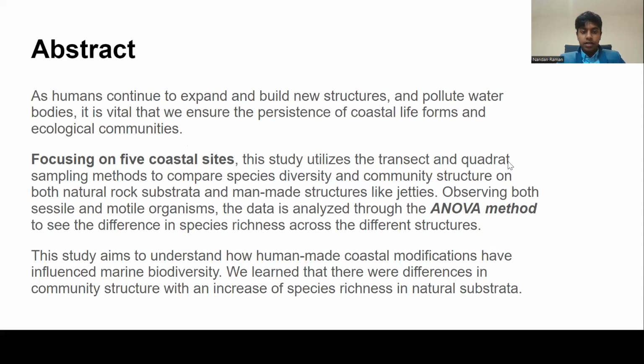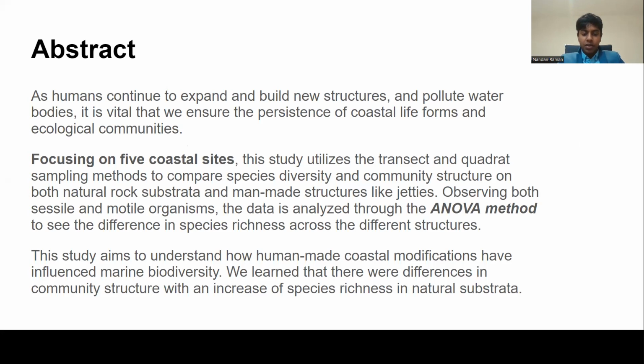Abstract. As humans continue to expand and build new structures and pollute water bodies, it is vital that we ensure the persistence of coastal life forms and ecological communities. Focusing on 5 coastal sites, this study utilized the transect and quadrat sampling methods to compare species diversity and community structure on both natural rock substrata and man-made structures like jetties.